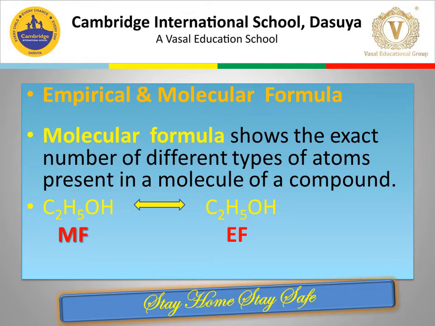Now what is molecular formula? In fact, the molecular formula shows the exact or actual number of different types of atoms present in a molecule of a compound. Here we have taken the example of ethanol, C2H5OH, which is the molecular formula, and the empirical formula of this one is also C2H5OH. In this case, the empirical formula as well as the molecular formula remain the same since they cannot be simplified into a simpler ratio.